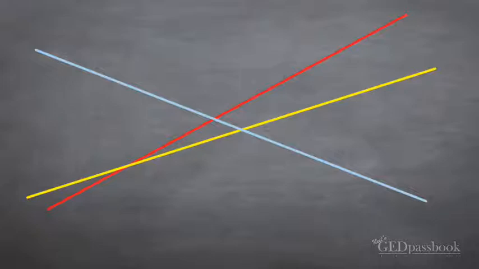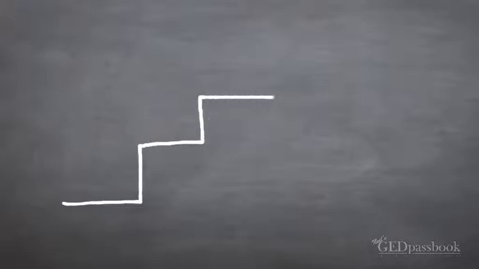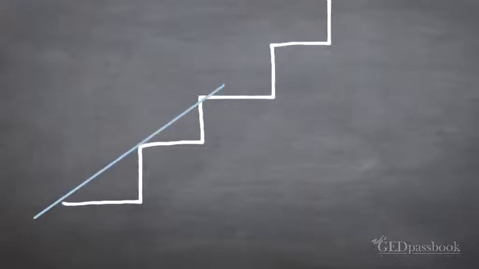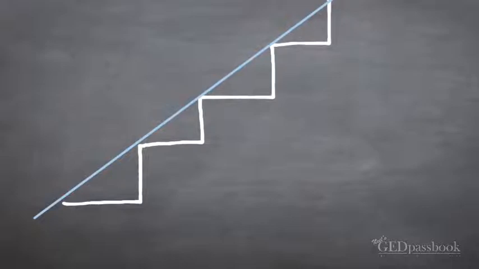Think of it as the famous staircase, right? If you have a staircase that goes like this, then like this, then like this, then like this, then like this. If you were to draw a perfect line, well, somewhat perfect, that is the slope of the line.